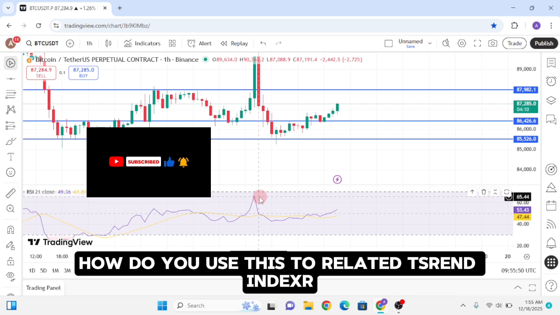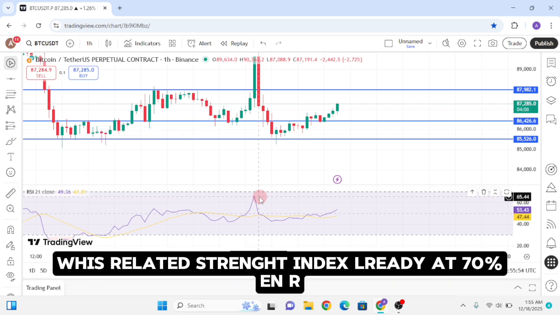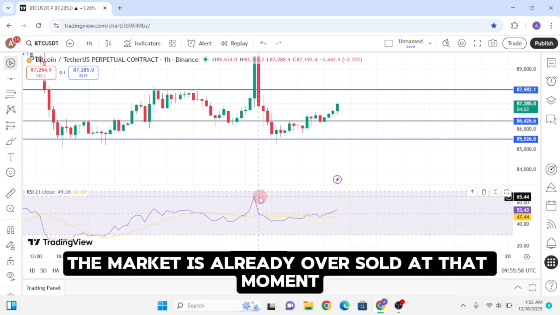How will you use this with relative strength index? To master relative strength index, when relative strength index is already at 70, you know the market is already overbought at that moment.